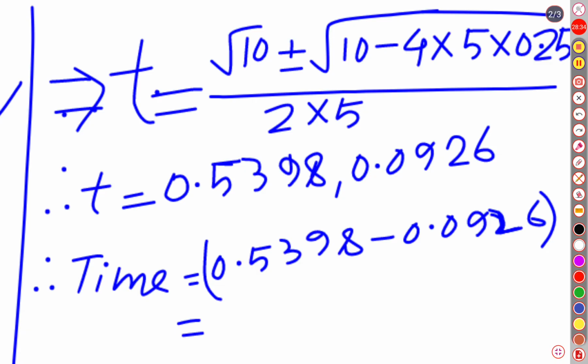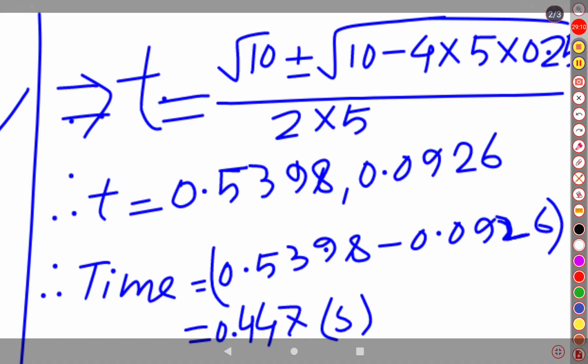If we do the subtraction, from 8 if we subtract 6, it is going to be 2. From 9, if we subtract 2, it is going to be 7. Then from 13 if we subtract 9, it is going to be 4. Before that there will be 0. So if we round it up to three significant figures, it is going to be 0.447 seconds. This is the time, I mean duration.